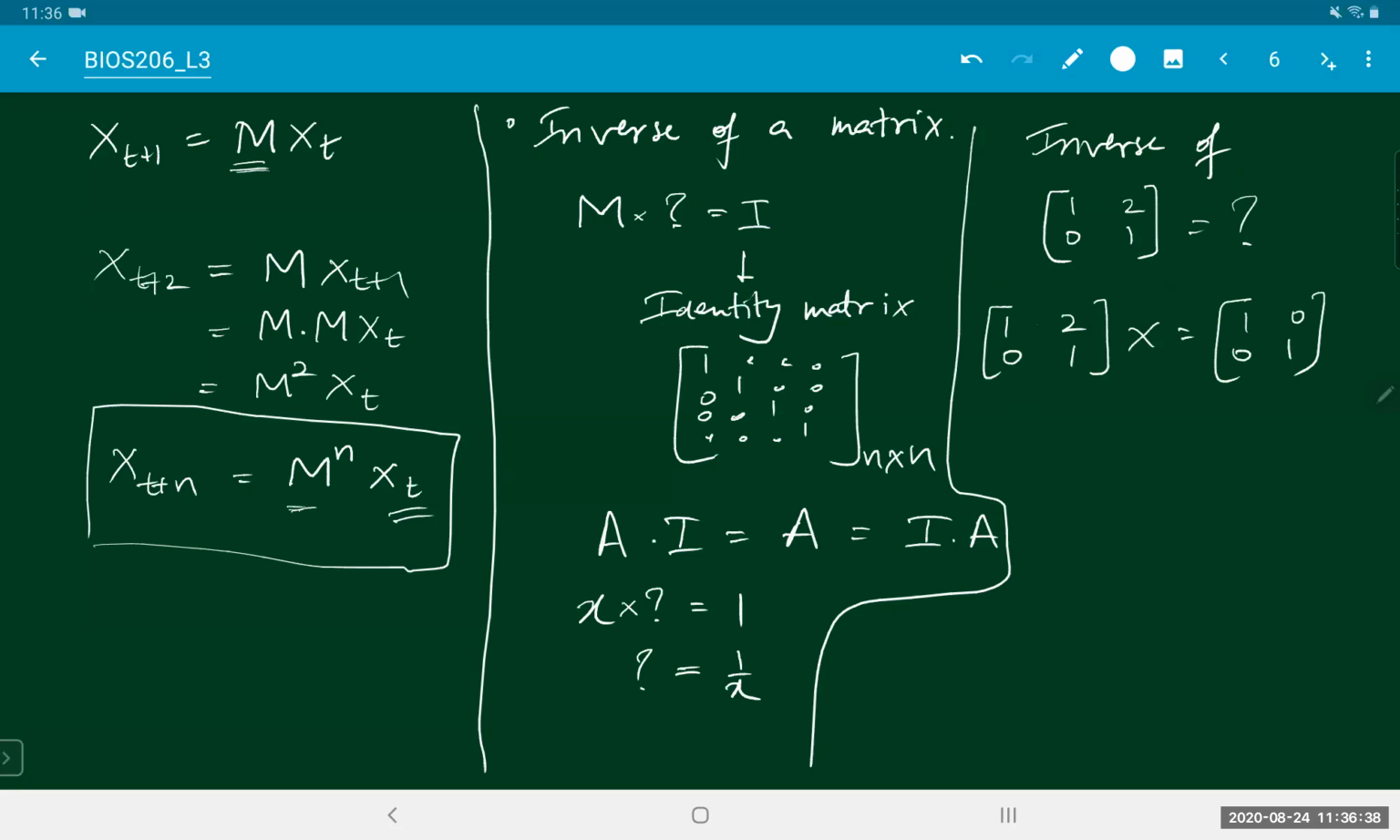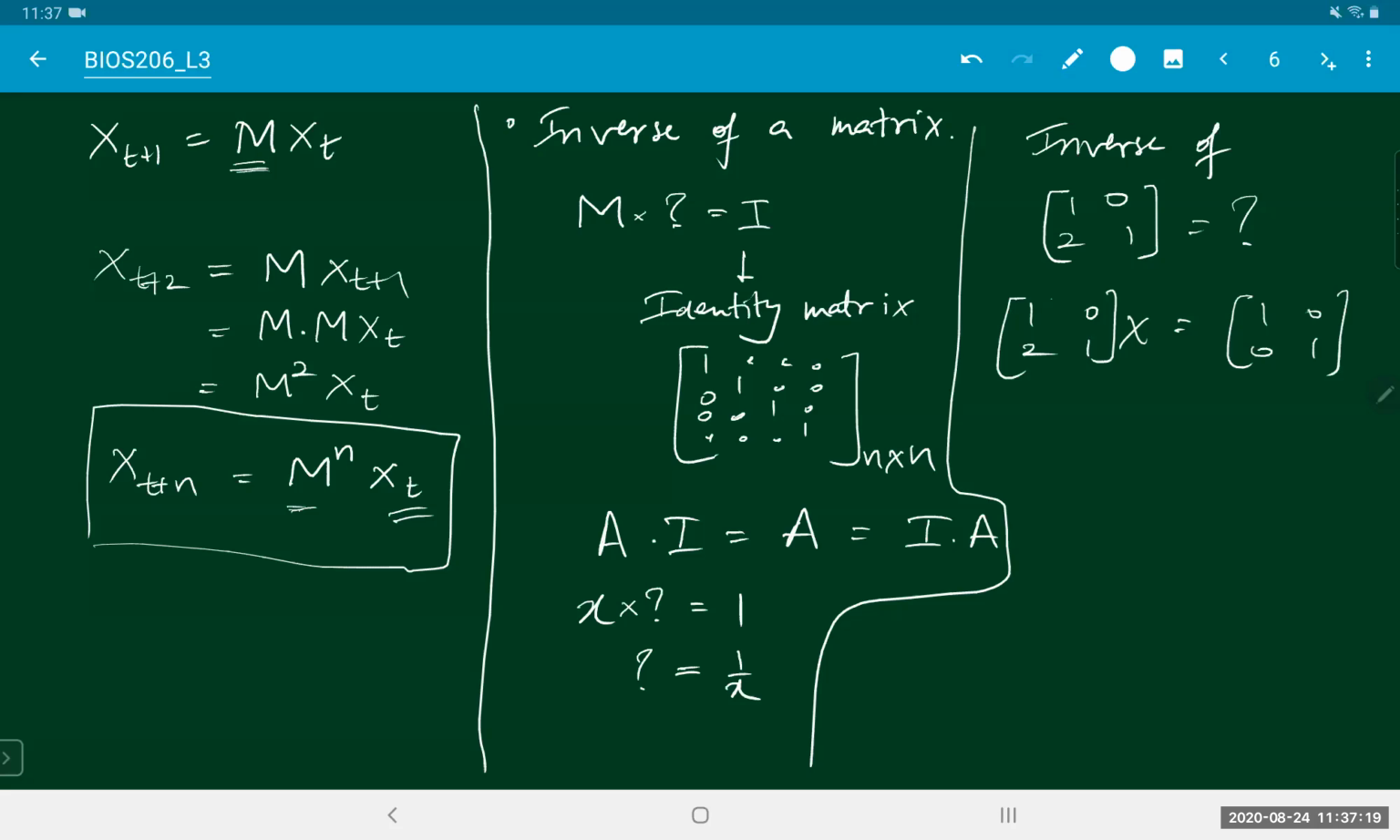Now, once again, you do elementary row transformations to try and turn this one into the identity. First, I want this element to be 1. It already is. Then I want to make this element 0, which it already is. This is too easy. Let's find the inverse of this one instead. So 1, 0, 2, 1 times X is 1, 0, 0, 1.